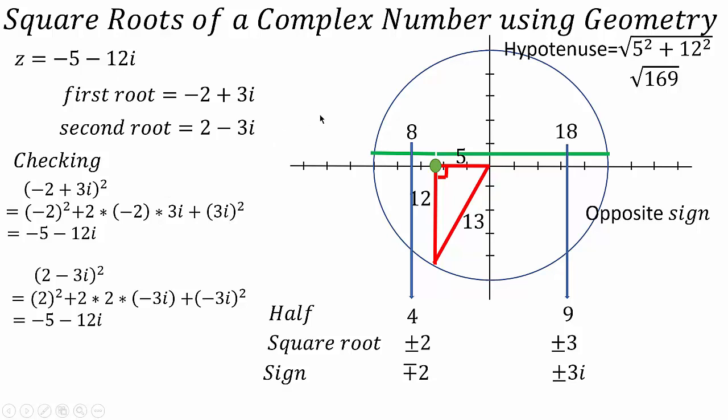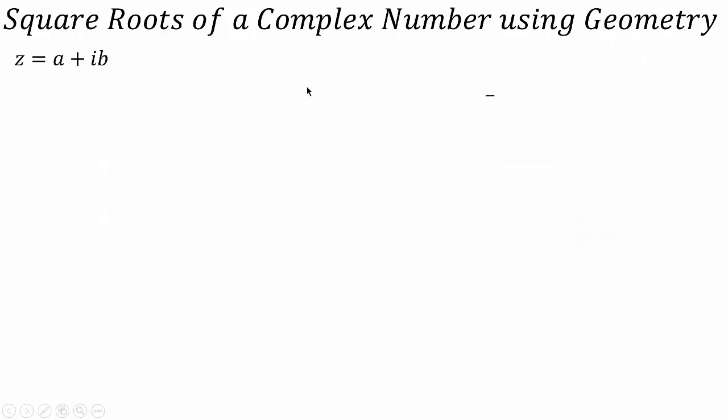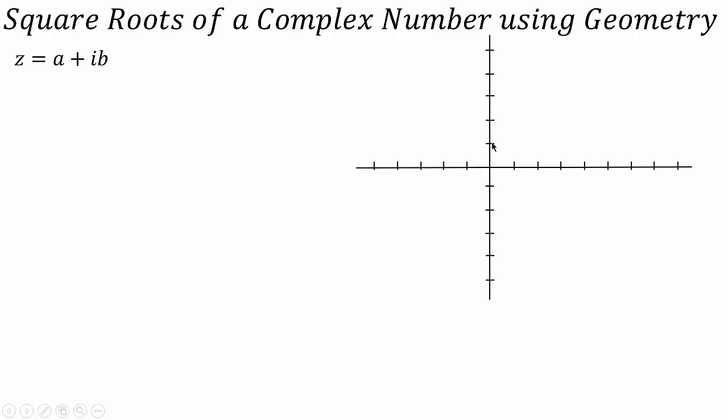So this is how it works by using geometry. But what is the mathematics behind it, and why does this work? So let's go to the algebraic version of this method. Instead of working with the example, let's take the complex number a plus ib, and let's use the same method that we used before.